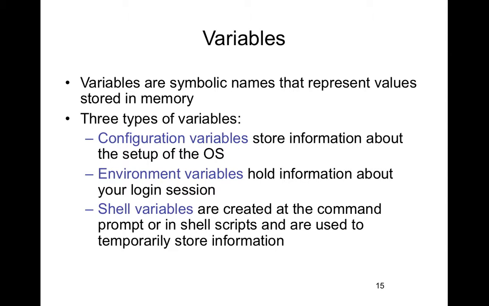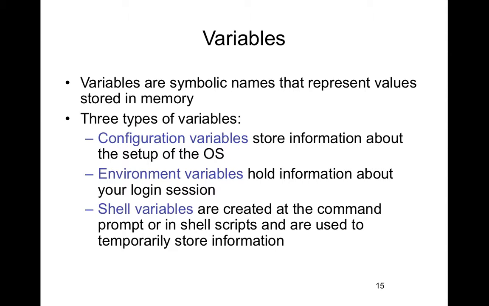Three types of variables in scripting: configuration variables, environment variables, and shell variables. So you can put it in the environment, you can put it in the shell, or you can make it part of the system itself, part of the configuration. Configuration variables store information about the setup of the operating system. That's your login script variables. It's going to be who you are as a user, how long you've been on the system, all these things that are set. Who sets those things?